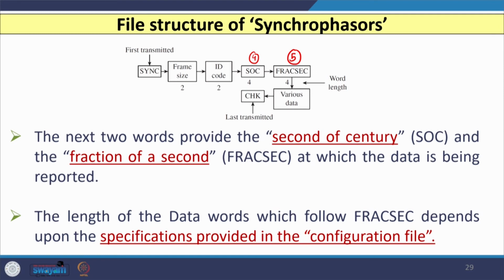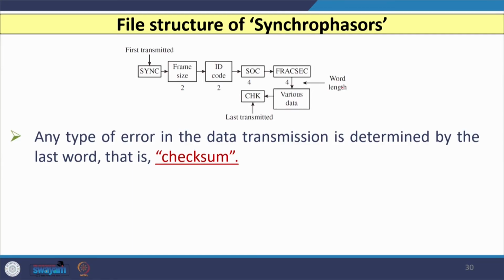The length of the data words which follow the fraction of second depends on whatever specification is provided in the configuration file of the PMU. And then after that you have various data available, maybe currents, maybe voltages, 3 phase current, 3 phase voltage, frequency, rate of change of frequency. All are there in the data file, and after that any type of error in the data transmission is determined by the last word, that is the CHK, the checksum word.